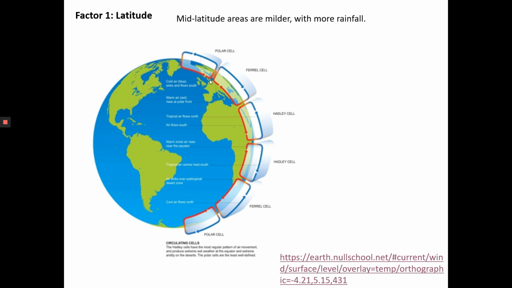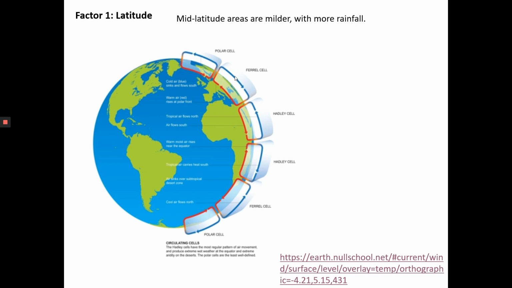So when you look at the world as a whole, in the mid-latitude areas, you do get higher rainfall levels. Although, we'll come on to this later when we do ecosystems, it's a bit more complicated than that. But in general, and certainly for the UK, because you've got this rising air, because we're at the border of the polar cell and the Ferrel cell, you've got a lot of rainfall happening for the country as a whole. So that's the first factor.